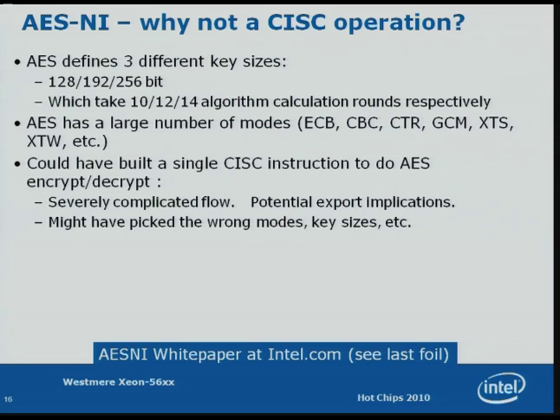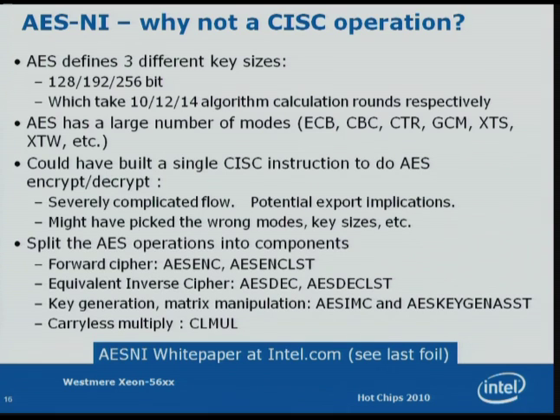There are 3 different key sizes that are standard in the AES support. They take 10, 12, and 14 algorithm rounds in the implementation that Westmere has executed here. Again, I don't know ECB, CBC, CTR. I'm not the expert on that, unfortunately. But there are a large number of modes here is the point.